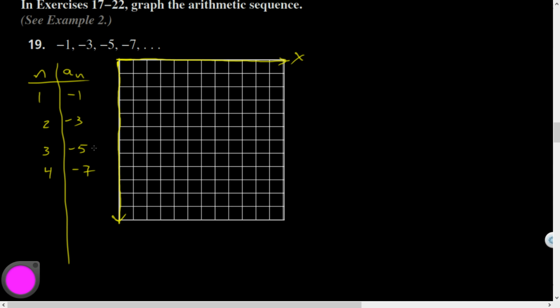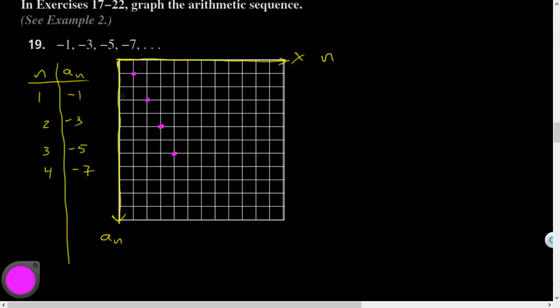And I'm not going to connect the dots because this is a list of numbers. There are no terms between -1 and -3. Those are the only values. So term number 1 was -1. Actually, let me relabel my axes here. So my x is the n, and my y value is the term. So over 1, down 1 was where my first term was. 2, -3, so over 2, down 3. 3, -5, over 3, down 5. That's another point. And over 4, down 7.